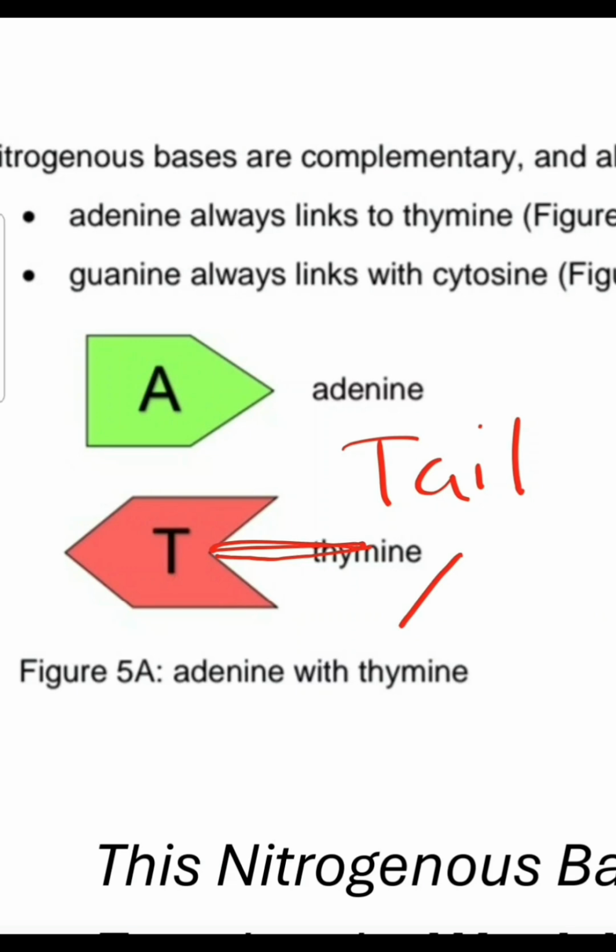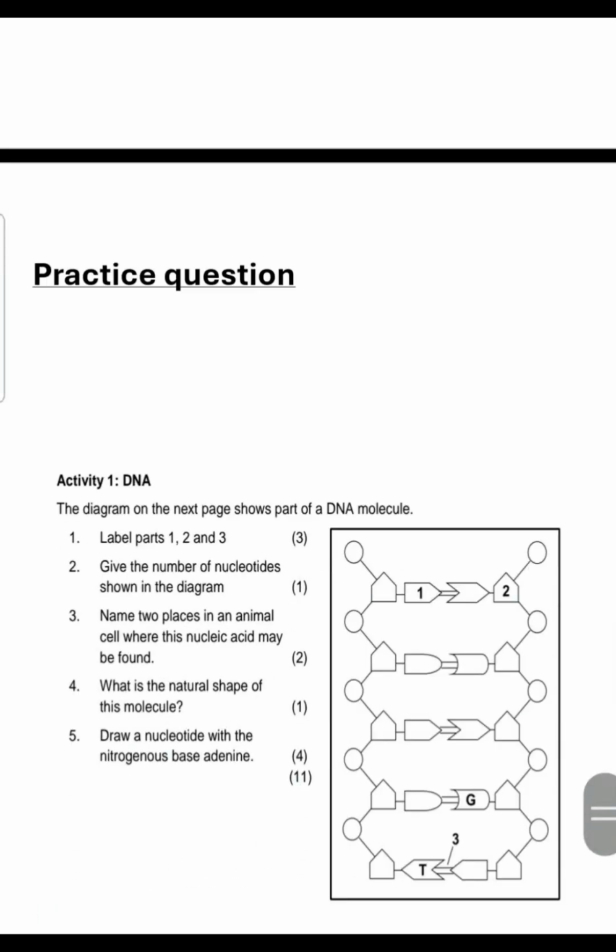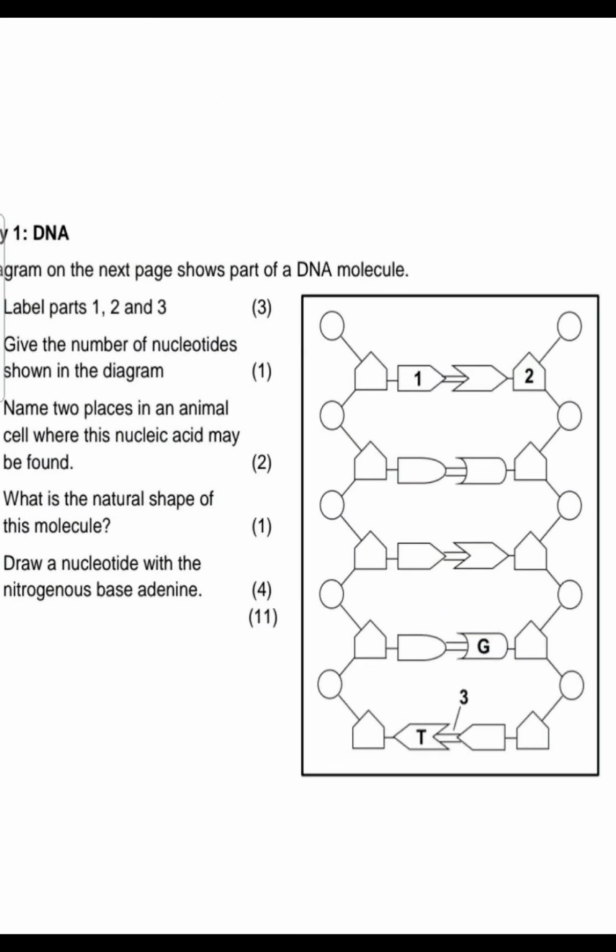So whenever you see something like this, you can just think of it as a tail, and that would be thymine, right? Then it's obvious that the other would be adenine. I know this is totally rubbish. You can totally ignore it if you want, but I hope that it helps. So yeah, let's move on, right? So this would be adenine.